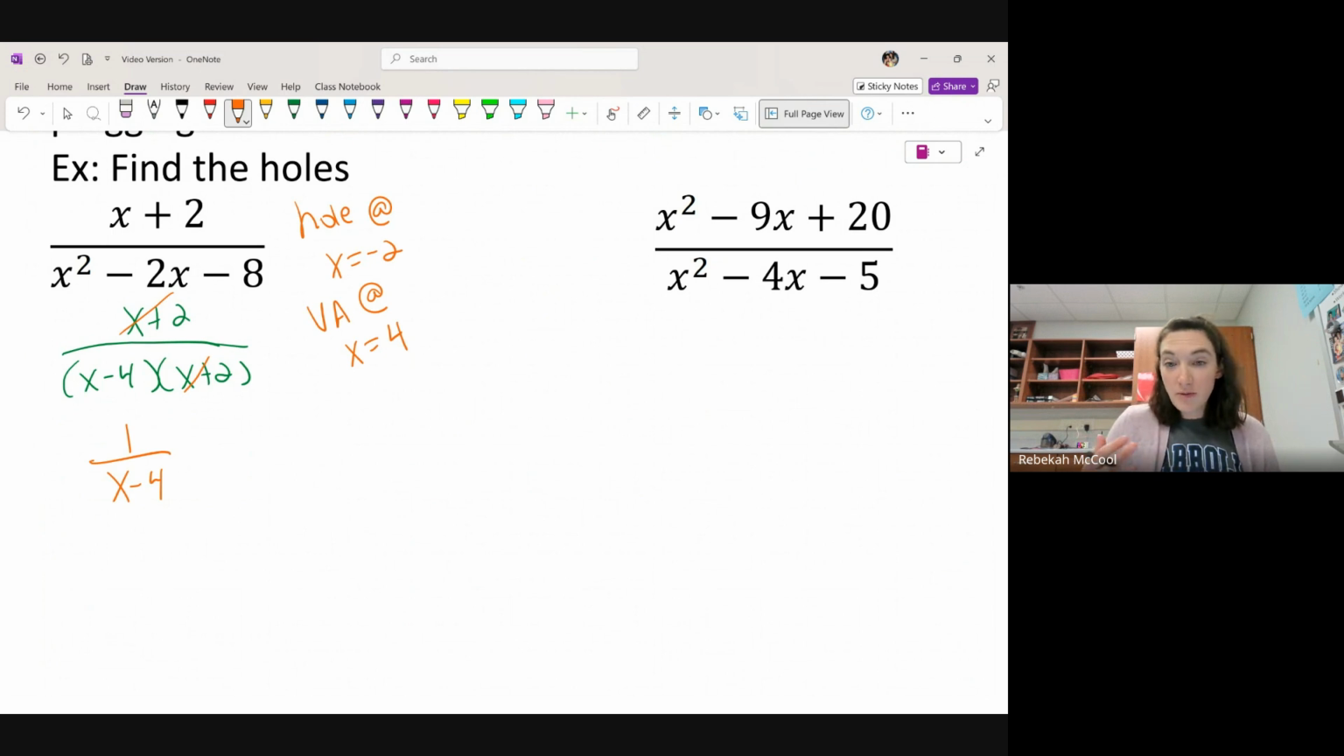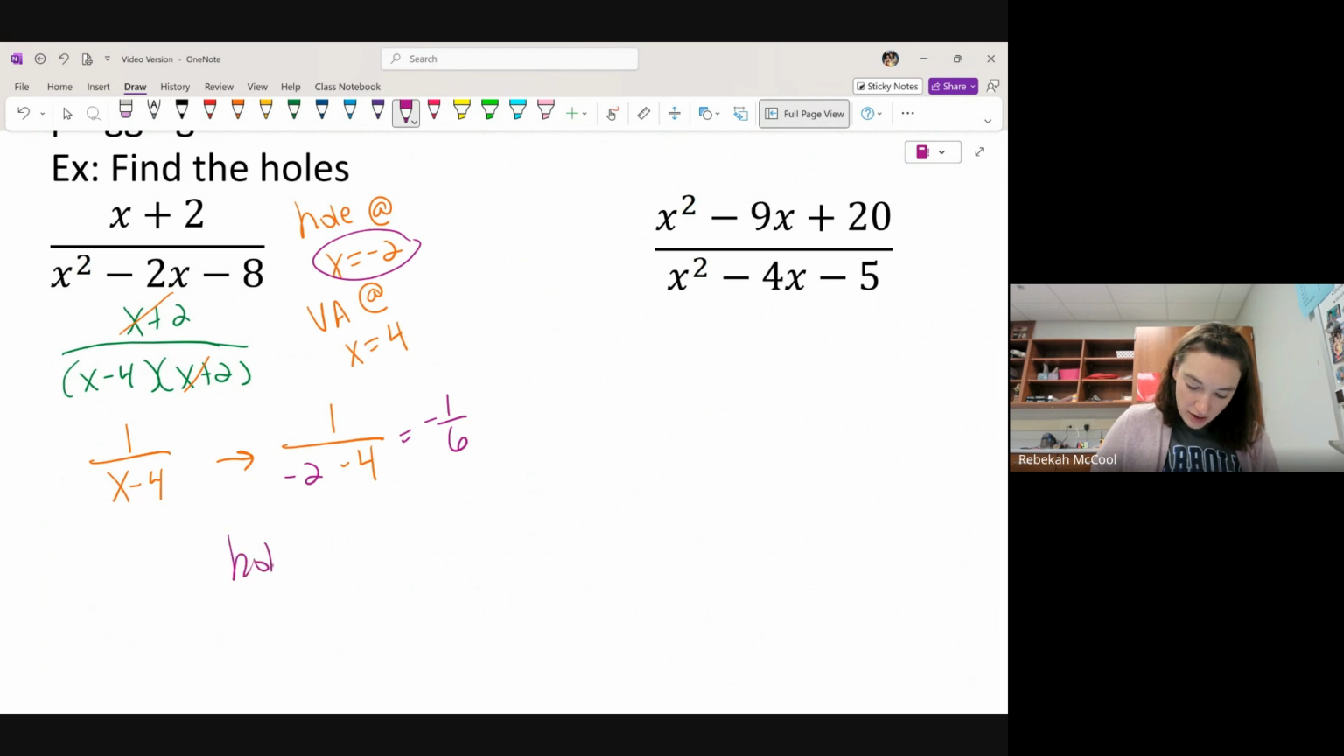But we're going to take this a step further, and we can actually find the coordinate where that hole would appear. So what I can do is take this simpler function, this reduced fraction, and plug in that x value into this function and see what my output should be. So this becomes negative 1/6. So my hole is really the coordinate (negative 2, negative 1/6).